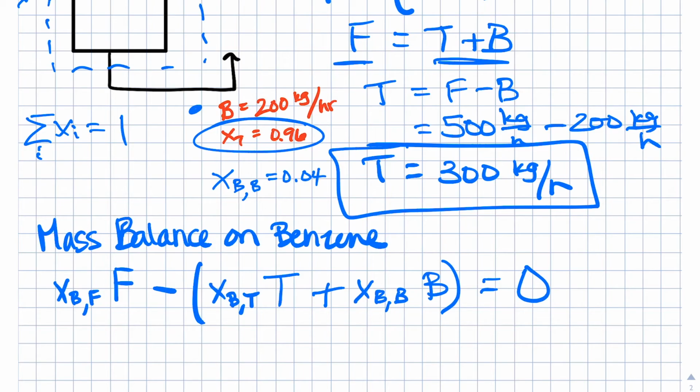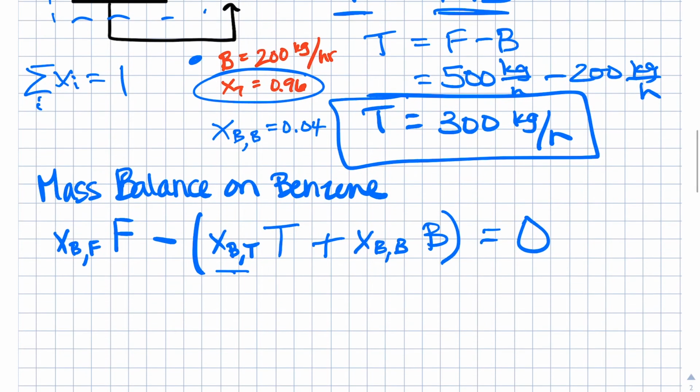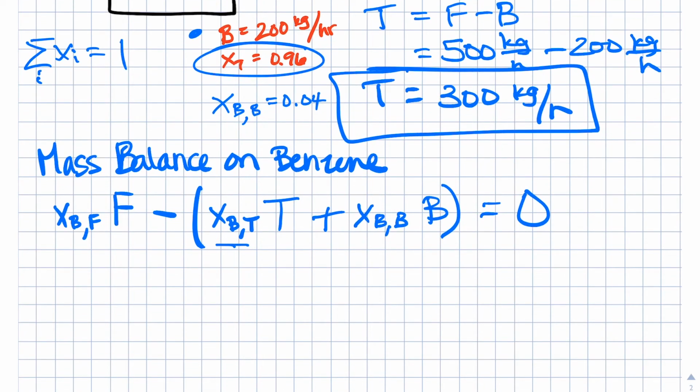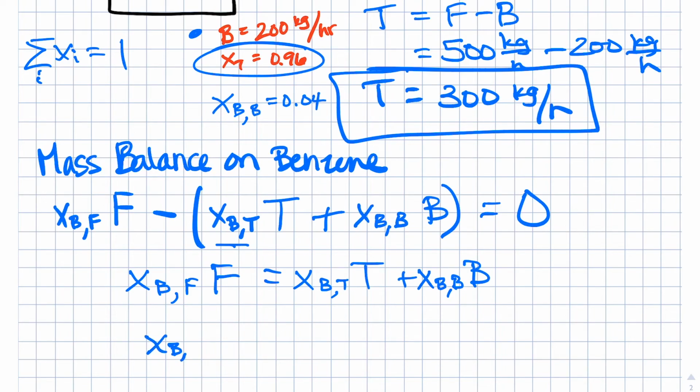Finally, all we really have to do is solve for XBT. So if we go ahead and solve for that, we have XBF times F equals XBT times T plus XBB times B. So we're going to subtract this over and divide by T. So XBT is equal to XBF times big F minus XBB times big B, divided by T.